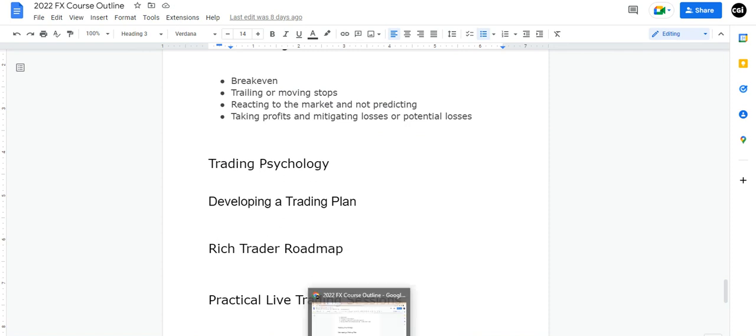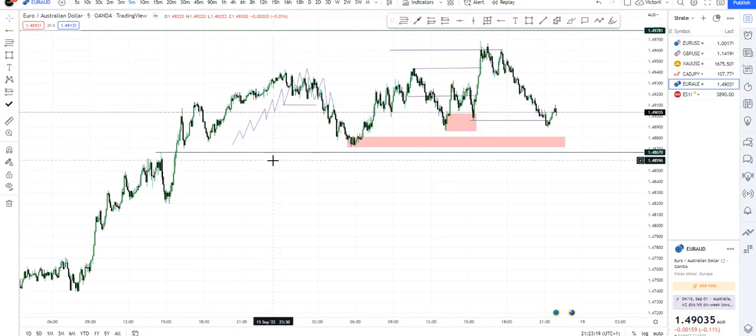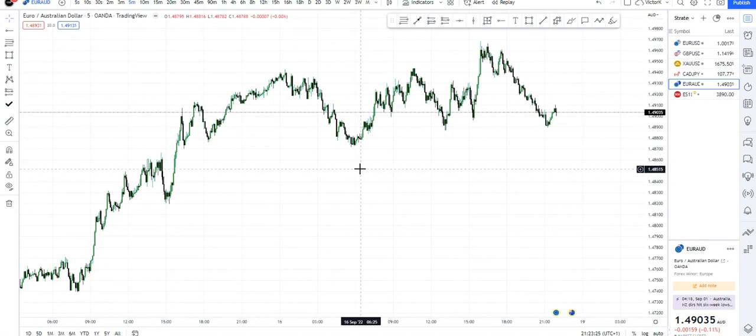Reacting to the market and not predicting. I think I've explained this without actually knowing I'm explaining it. Back to what I said about thinking about what you see in the market: you're always responding, not reacting. Don't just look at what has happened and say, I'm so scared, let me close my trade. No, that's not how it works.